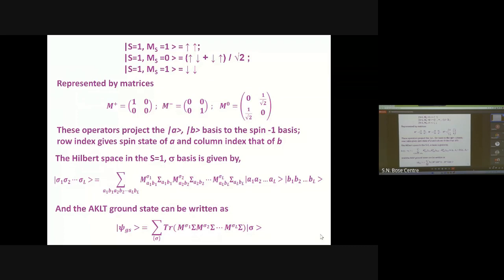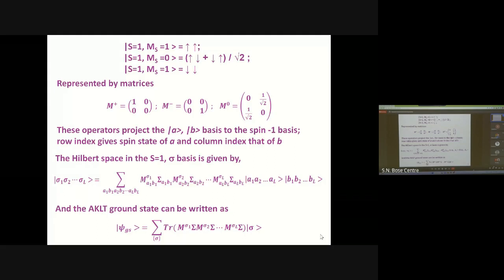Now, when you have two spin halves, you can construct a spin 1, because you can have either spin 1 or spin 0. If you construct a spin 1, you have ms equal to 0, ms equal to 1, and ms equal to minus 1. The three states ms equal to 1, 0, and minus 1 are just given by these matrices: 1, 0, 0, 0; then 0, 0, 0, 1; and 0, 1 by root 2, 1 by root 2, 0, where again the rows and columns correspond to the spin index of type A and type C.